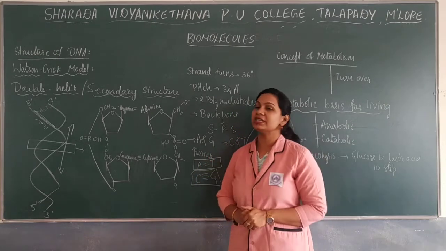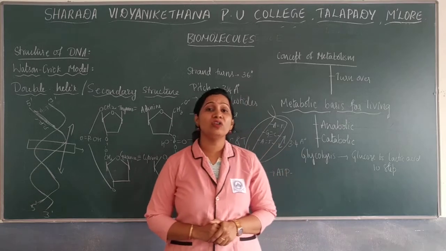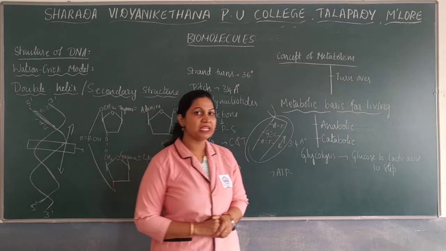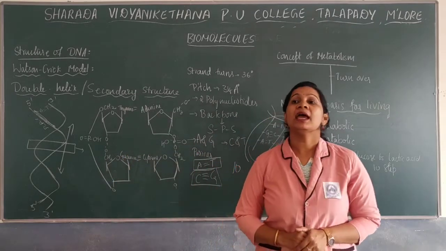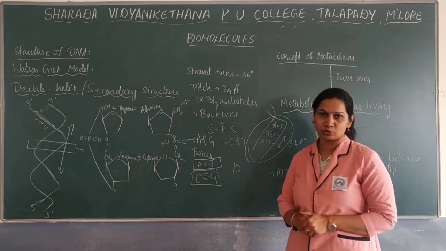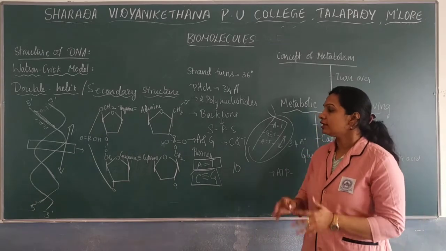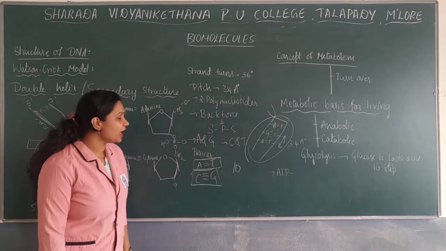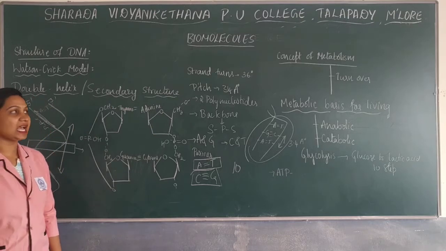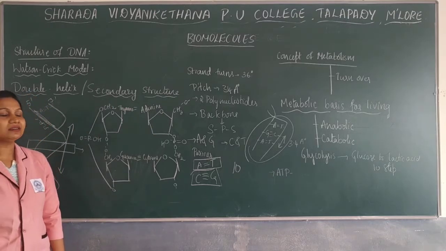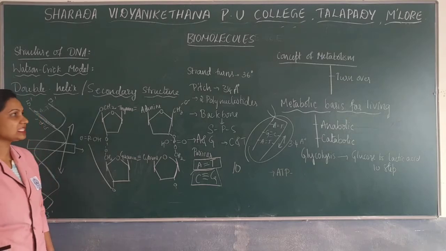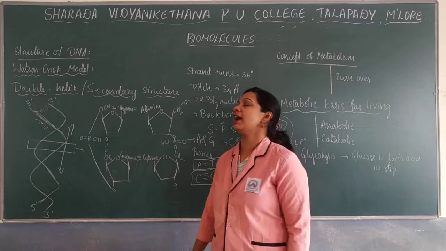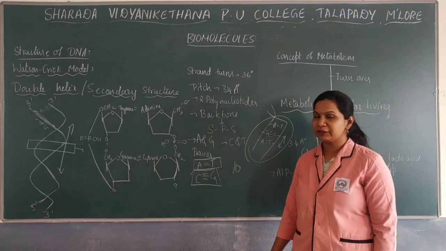Regarding the nitrogenous bases, purines are always paired with pyrimidines. Adenine pairs with thymine, and guanine pairs with cytosine. There are two hydrogen bonds between adenine and thymine, and three hydrogen bonds between cytosine and guanine. The strand turns around 36 degrees, and one pitch has a length of about 34 angstrom.